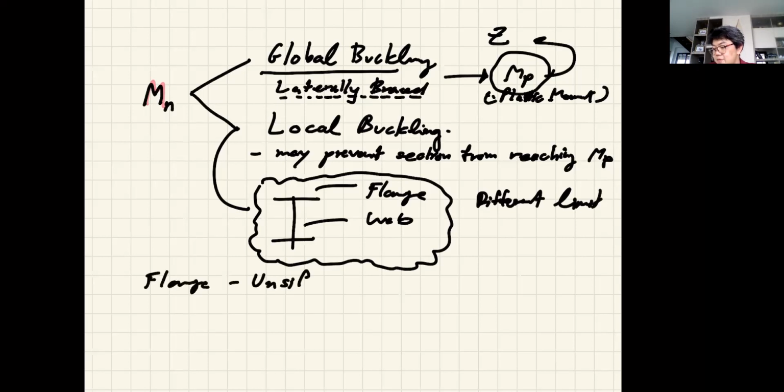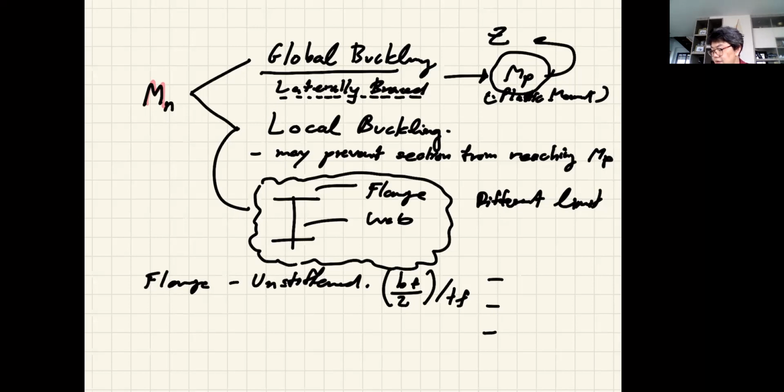Okay, and flange is an unstiffened element. If you can recall, it's an unstiffened element. This time we check the ratio, which is BF/2 divided by TF, which for convenience we generally write down as BF/2TF. It's a ratio of the flange. Okay, this time we have three limits, which you have seen a little bit from last time.